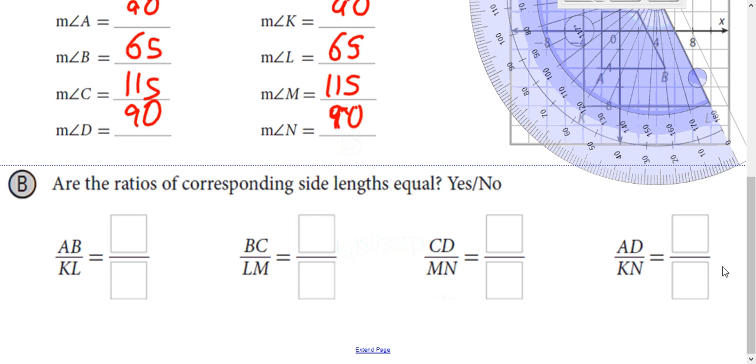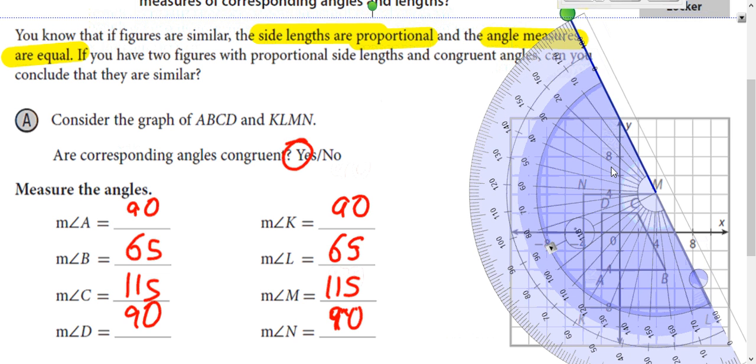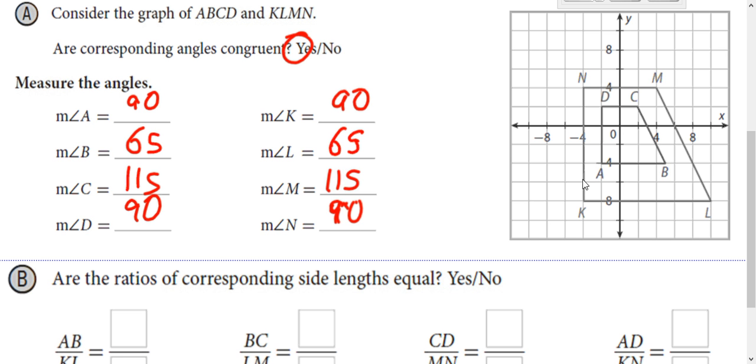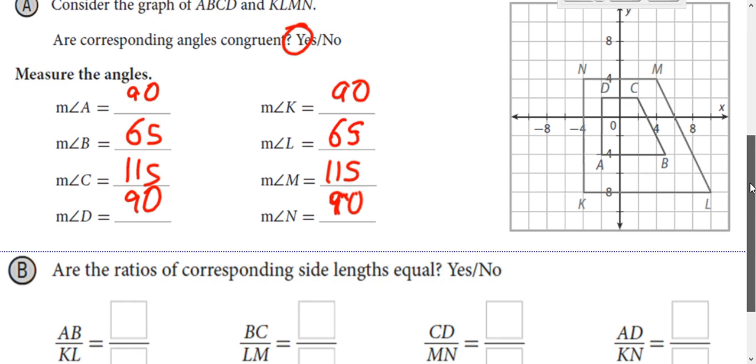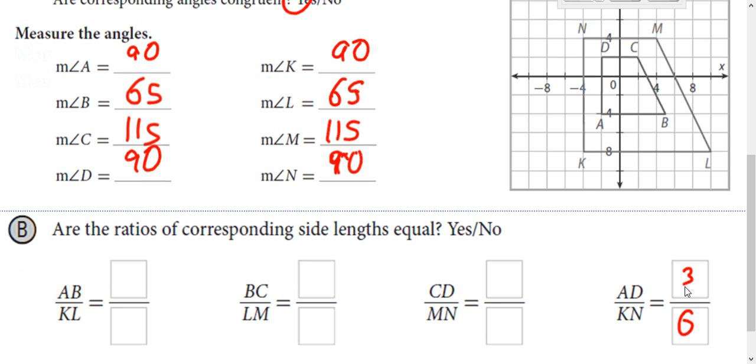So you can also check the ratios of their side lengths. If they have the same ratio, that means that they are proportional. So you check their corresponding side lengths. So for NK, we can just measure it in terms of the units here. That's 6. And then AD is corresponding to that. That's 3. AB, you can count that out. That's 1, 2, 3.5.